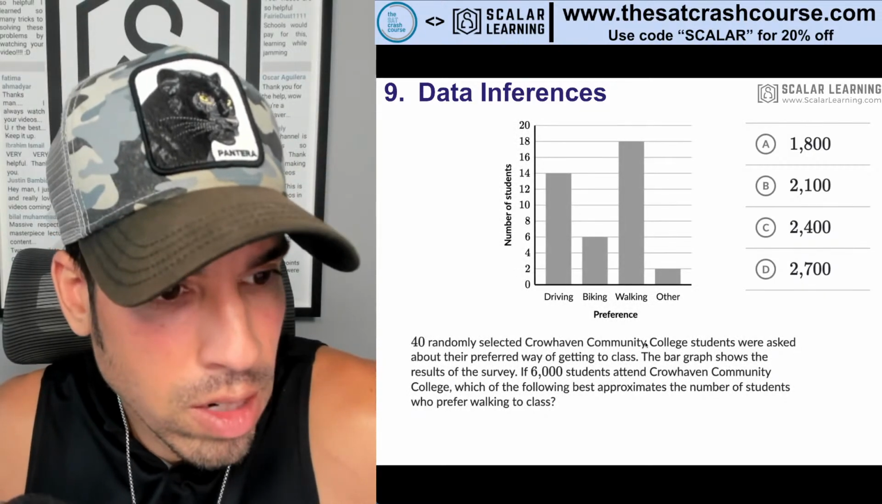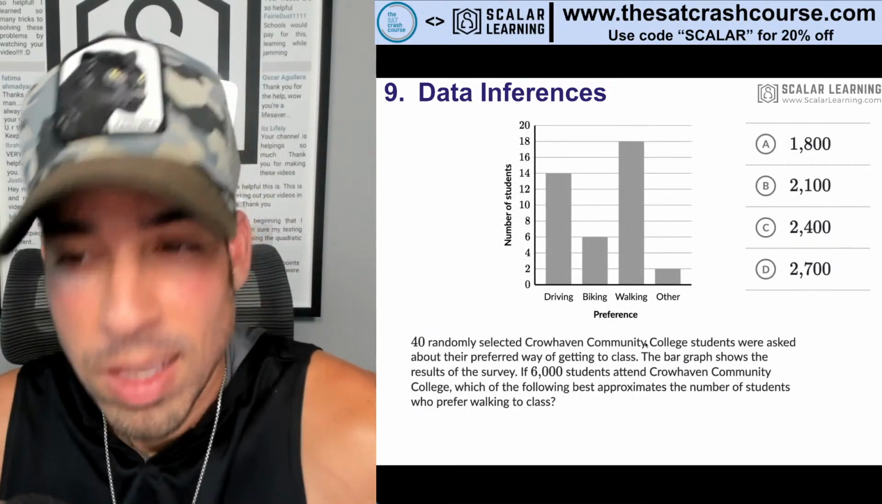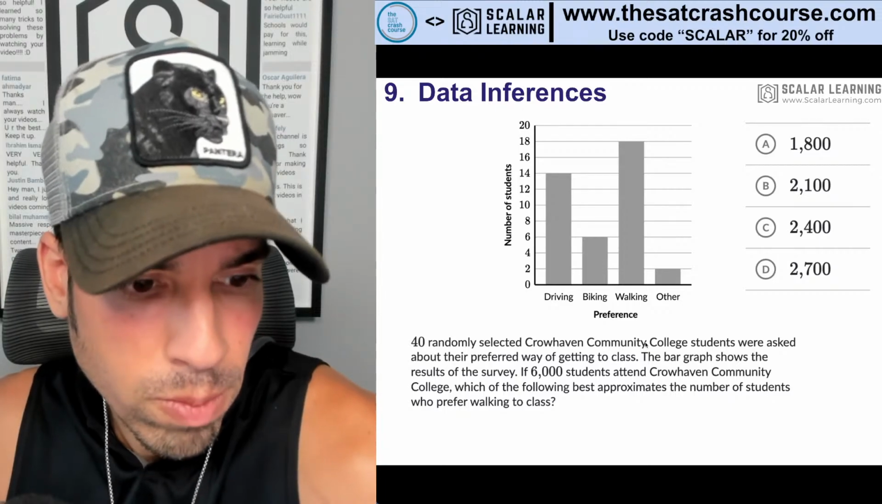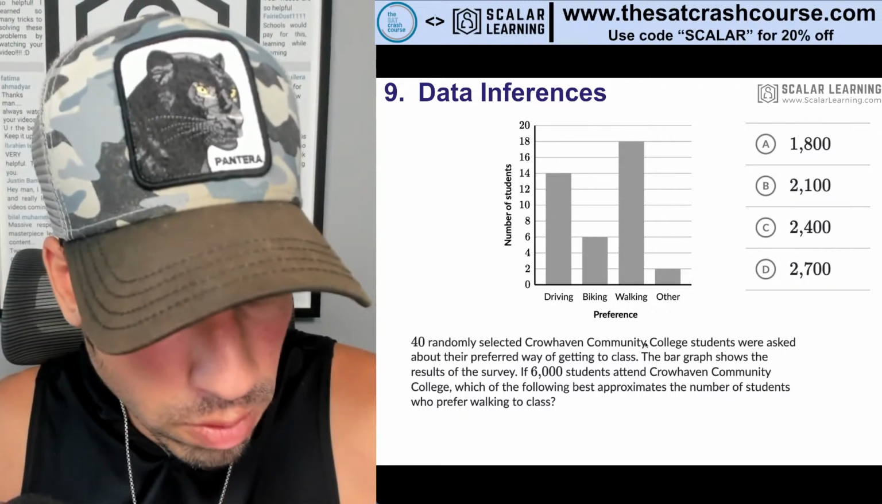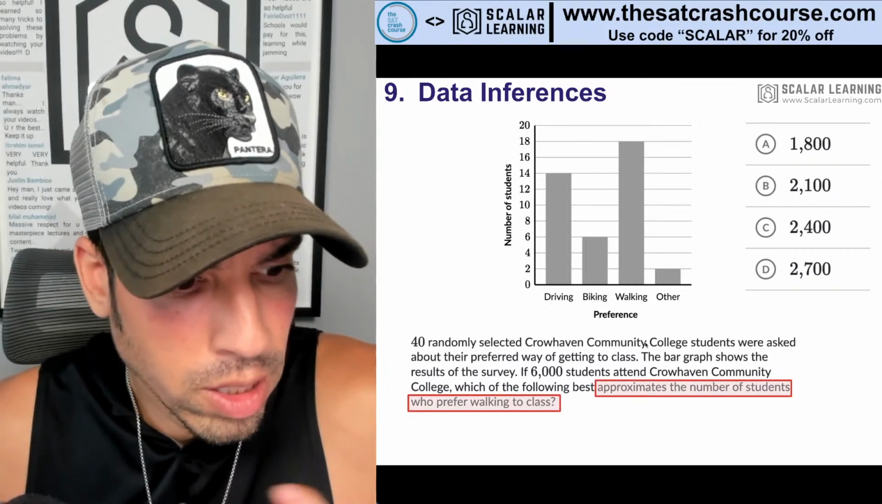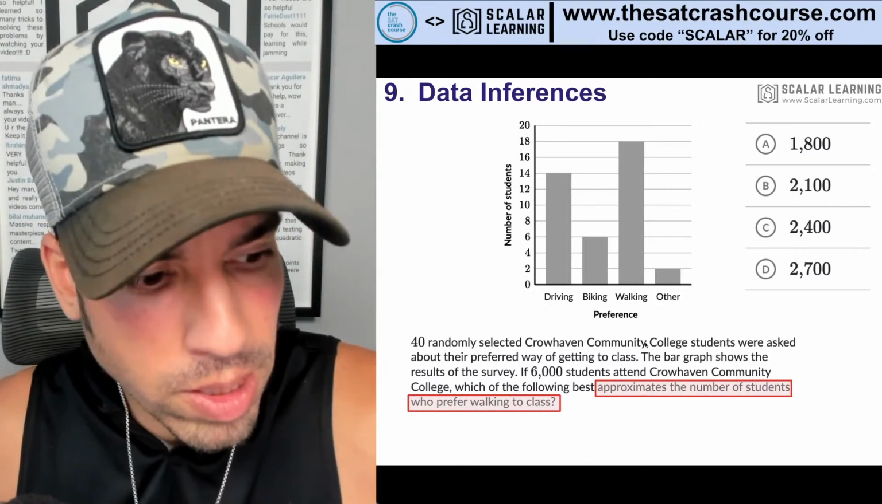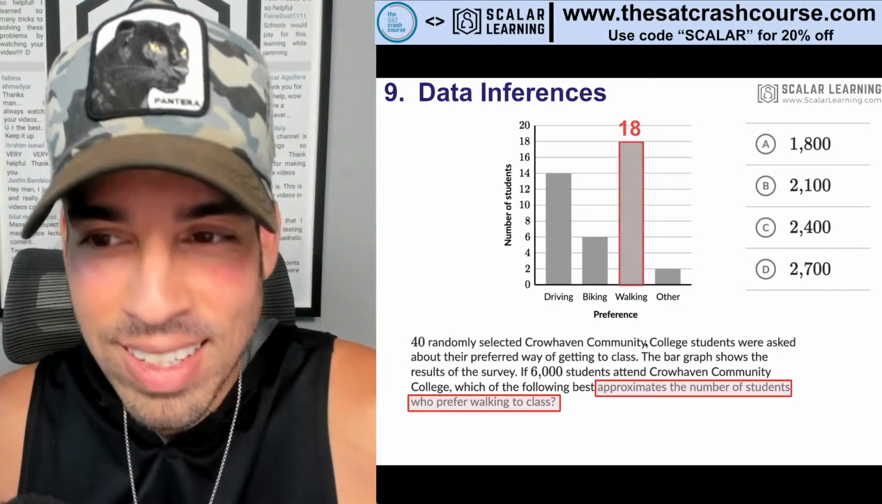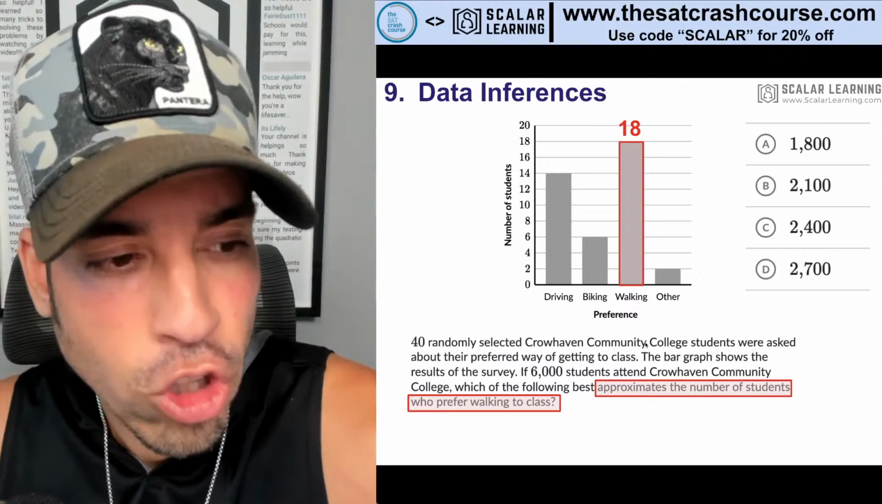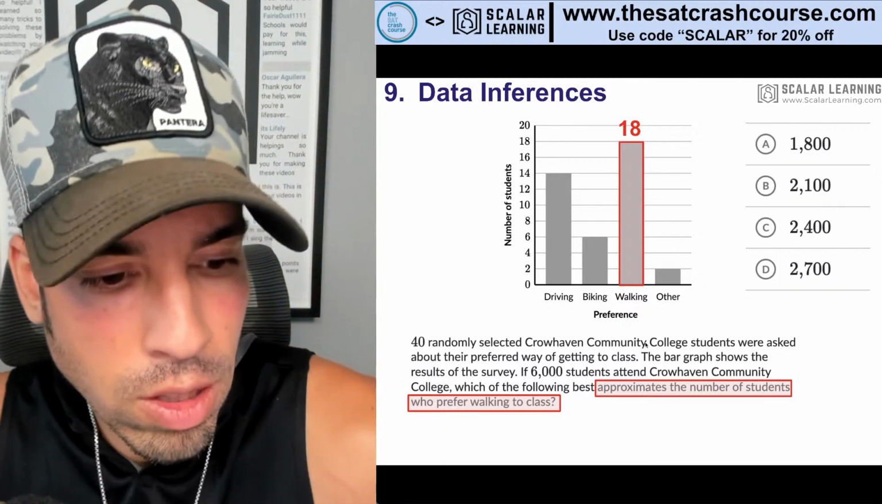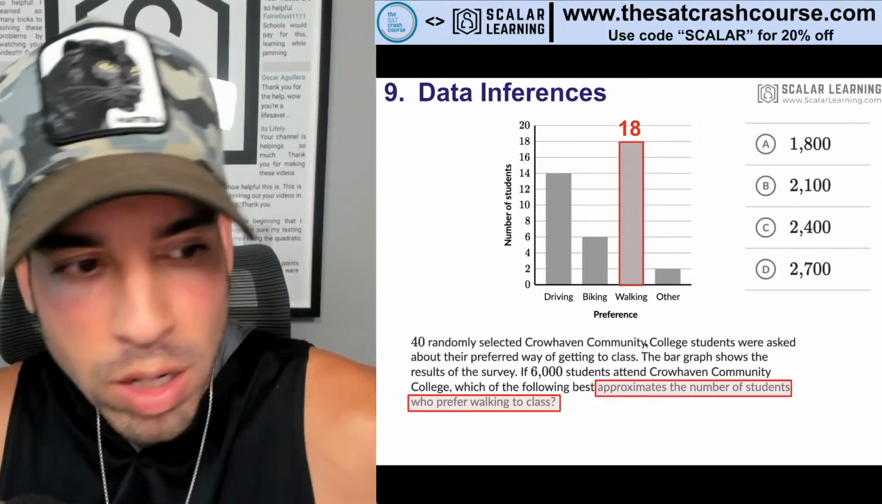Okay, we got another question here. And this one I'm going to walk through with you guys. This one's pretty interesting, but pretty tricky. So here are all the important tidbits as we go through it. So the first thing is, what are we trying to find? We're trying to approximate the number of students who prefer walking to class. And in our chart, as Cole mentioned, we should understand it. In our chart, we have number of students and their preference of driving, biking, walking, and other.